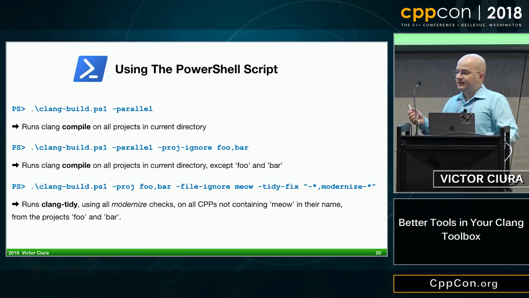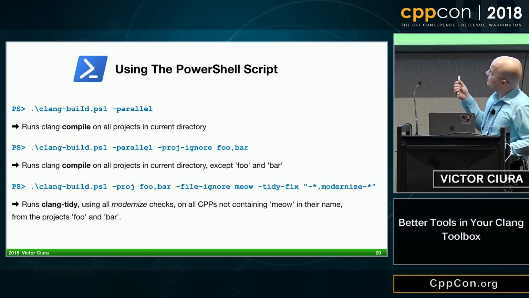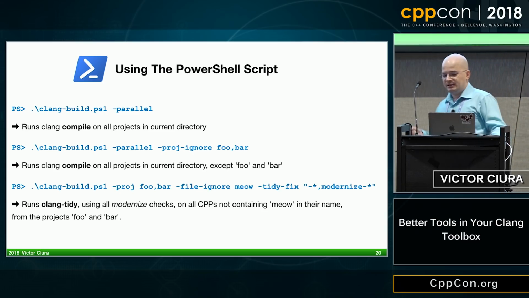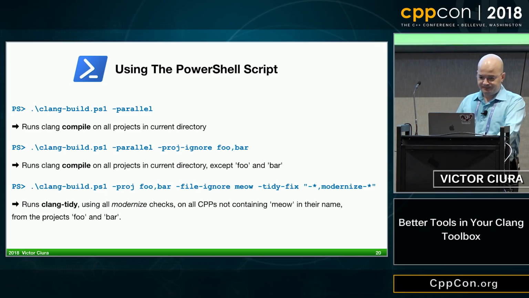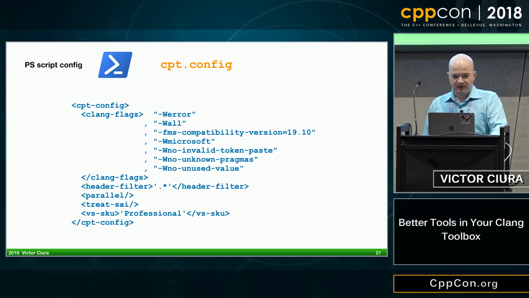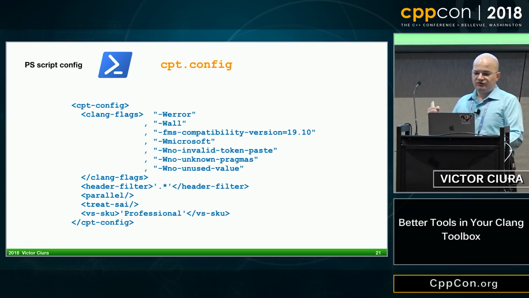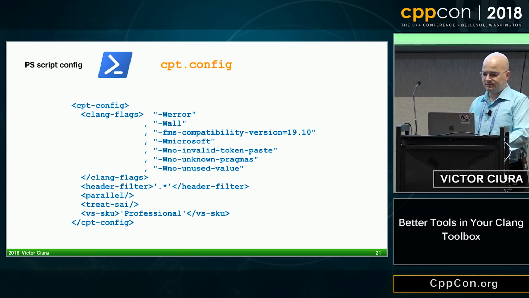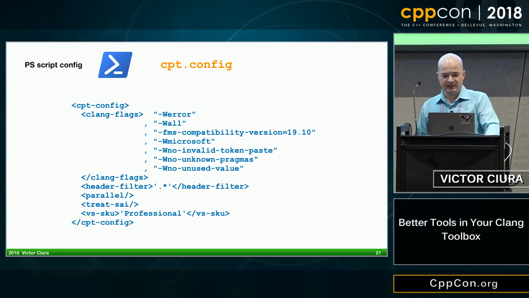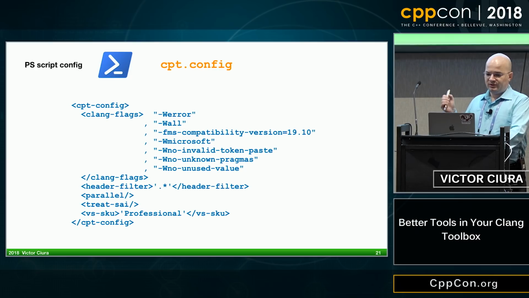And you can run tidy workflows on specific projects or specific files. And you can even tell it to automatically apply the fixes. So basically, it just pipes down all the expected tidy commands onto Clang-tidy itself. This is how a configuration file might look like, a very simple one. This is actually the one that we're using internally, more or less. So you can definitely avoid giving all those switches every time.